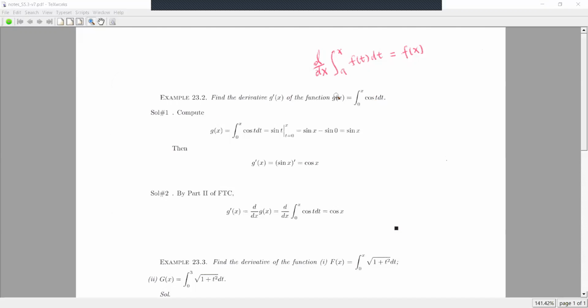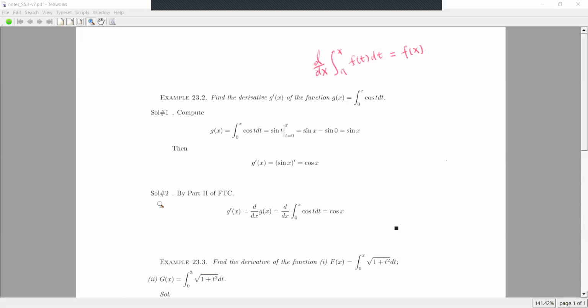To find the derivative of this function, we have 2 solutions. In solution 1, I compute the integral first. After I get the result, I take the derivative of the result. By the fundamental theorem, to find this integral, we need one antiderivative of cosine. Antiderivative of cosine is sine. Then plug in upper limit x in t, lower limit 0 in t, and then make a difference. Then I get this. Sine of 0 is 0, so this is just sine of x. So g, this function, is sine of x. Now take the derivative of g, then we get cosine of x.